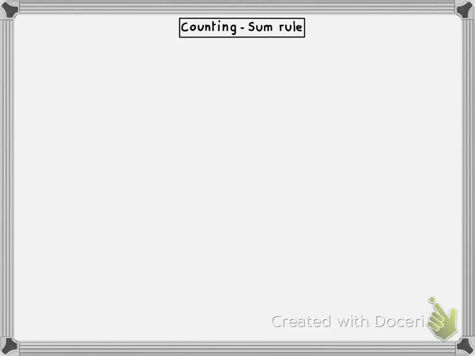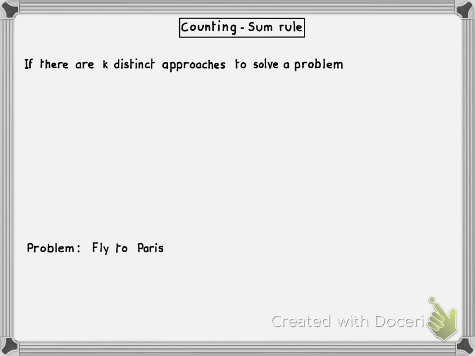As before, I'm going to introduce the rule formally, and at the same time I'm going to illustrate it with a concrete example. So the first assumption to apply this rule is that you're trying to solve a problem and you know of k distinct approaches for this problem. So let's say your problem is to find a flight to Paris.